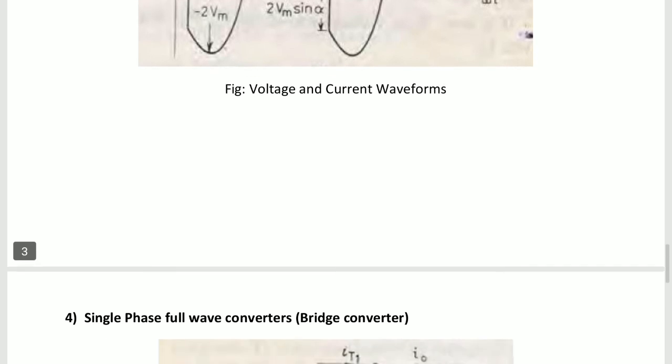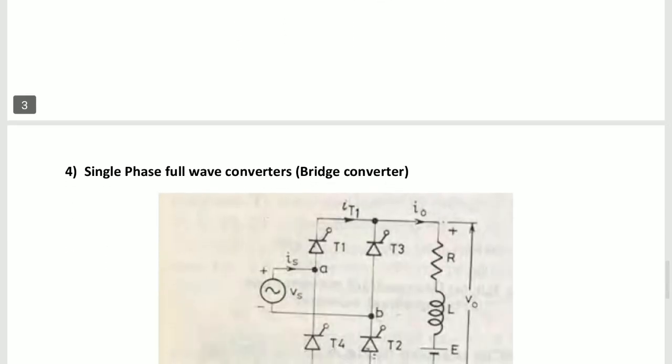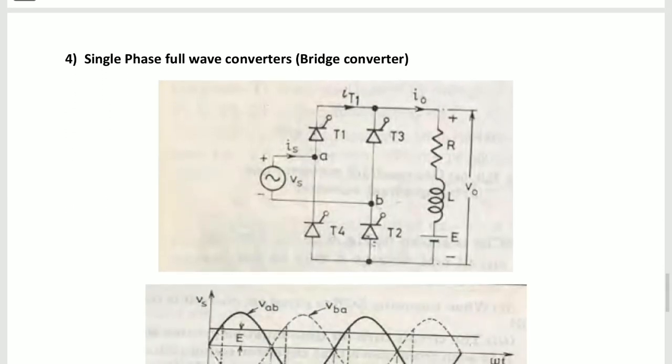So we will quickly move forward to the last type, that is the single phase full wave converter, which is nothing but the bridge converter. In this type of converter there are a total of 4 SCRs, that is T1, T2, T3 and T4, and the load type is RLE. We can see from the circuit diagram the load type is RLE. I will tell you the working of this circuit.